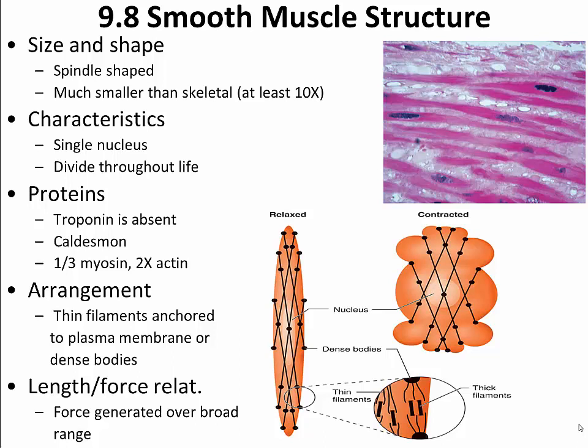The cells contain a single nucleus versus multiple nuclei in skeletal muscle cells, and smooth muscle cells, interestingly, retain their ability to divide throughout the course of the life of the cell, unlike skeletal muscle cells, which have a very minimal, if any, ability to divide.